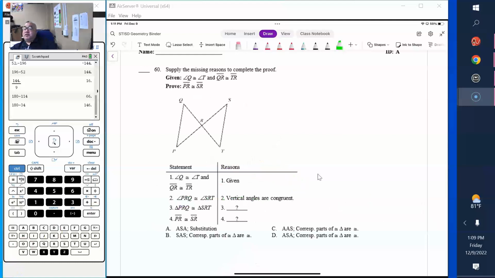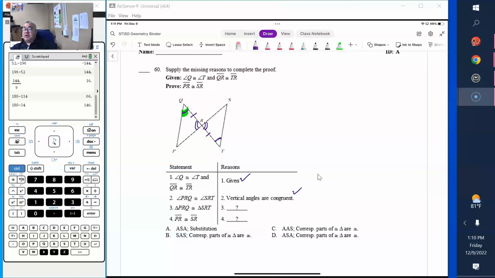Supply the missing reasons to complete the proof. Angle Q is congruent to angle T. QR is congruent to TR. Well, these two are going to be congruent. So PQR is congruent to RT. Vertical, given. So why is triangle PQR congruent to SRT?